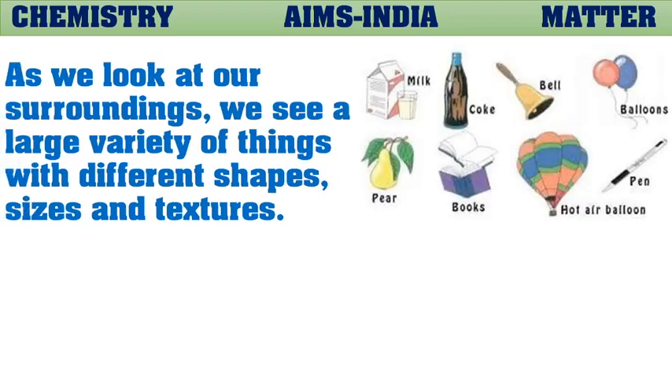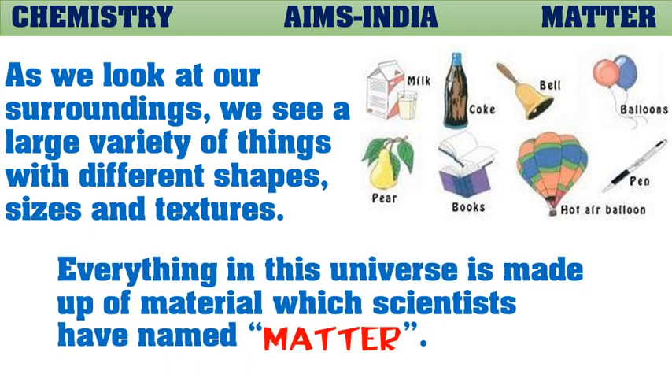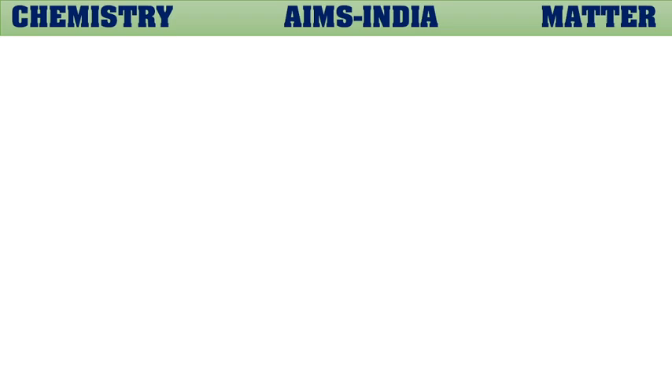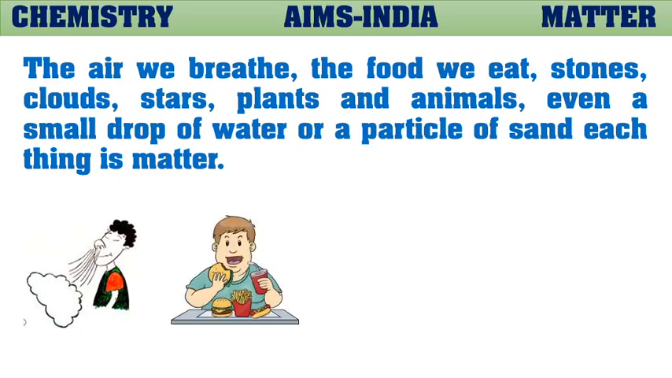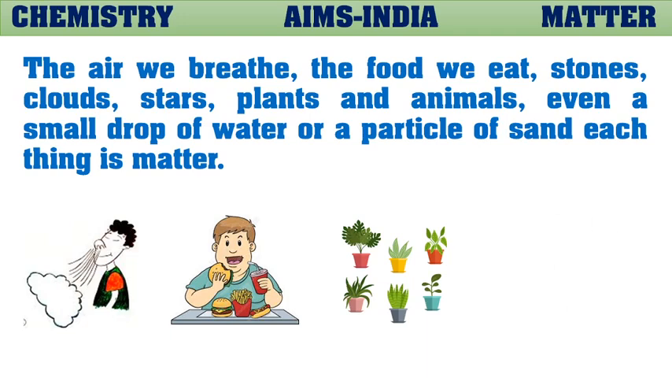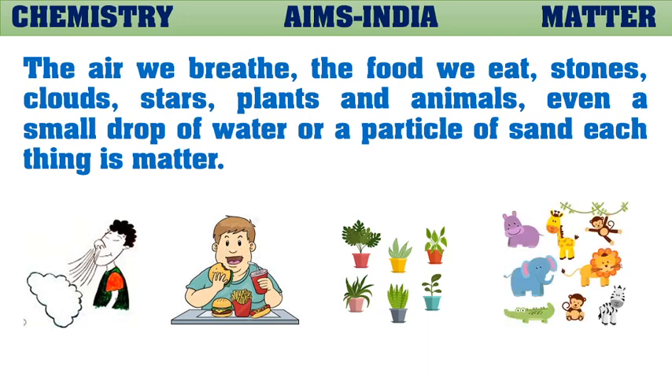As we look at our surroundings, we see a large variety of things with different shapes, sizes, and textures. Everything in this universe is made up of material which scientists have named matter. The air we breathe, the food we eat, stones, clouds, plants and animals, even a small drop of water or a particle of sand, each thing is made up of matter.